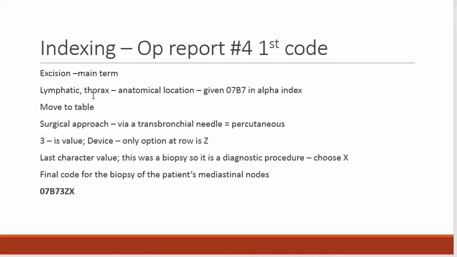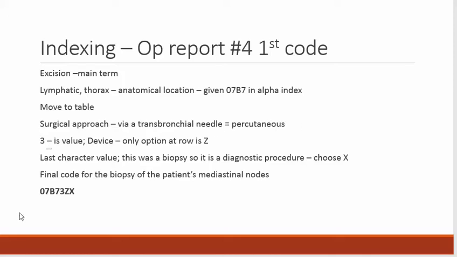The location is the thorax or the chest of the patient. We're given 07B7 in the alpha index. We move to that table. Again, it was a transbronchial needle, which equates, if we look back at chapter 1, to a percutaneous, not a percutaneous endoscopic, because he was doing endoscopy, but he also then inserted a needle. So this is just percutaneous.